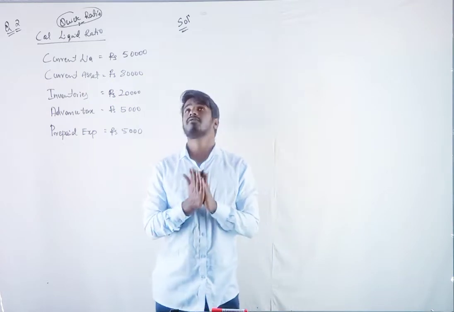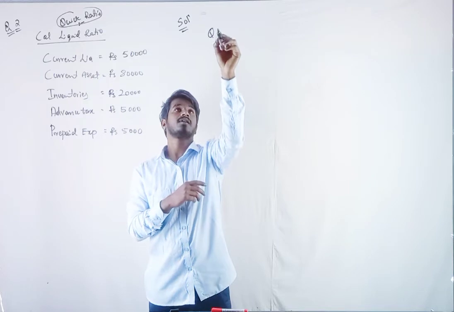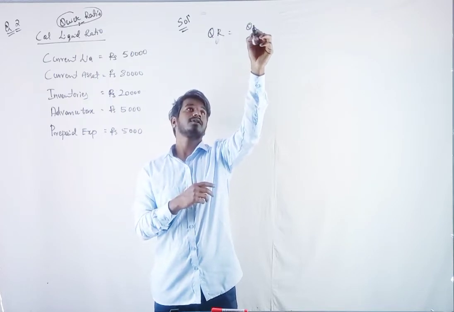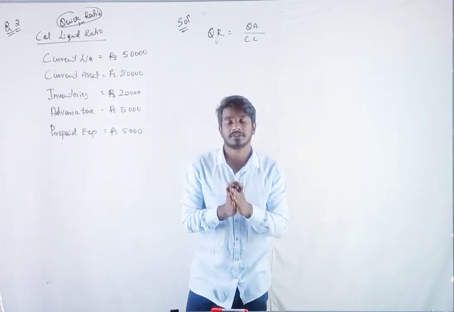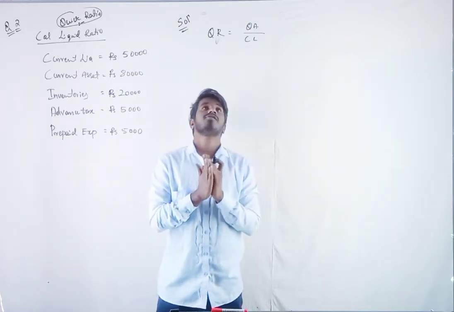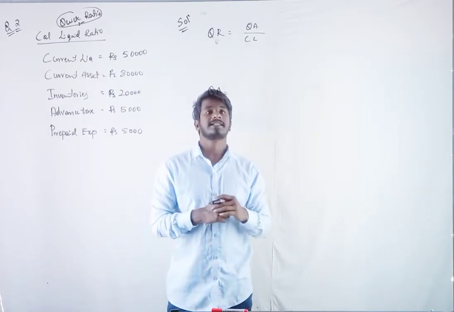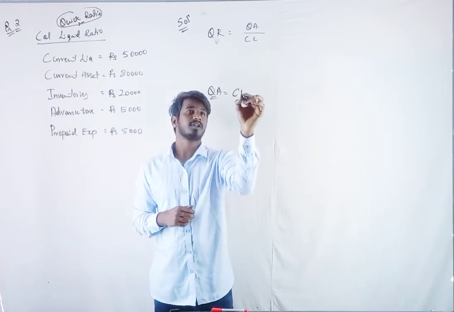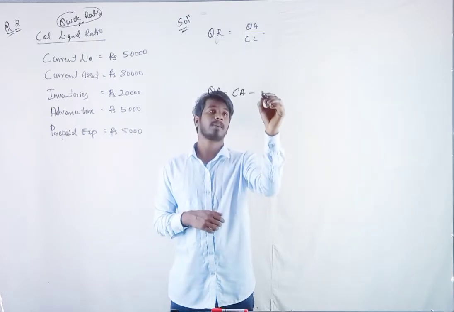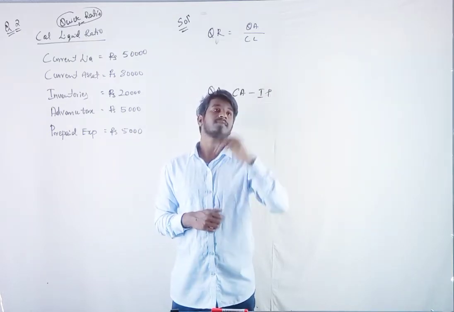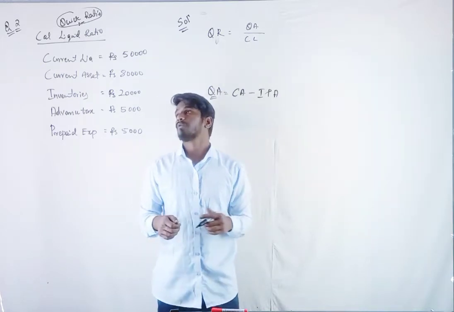We should calculate the liquid ratio or quick ratio. What is the formula? Quick ratio is equal to quick asset divided by current liability. Is that right? Yes, obviously. So, how will we calculate quick asset? Quick asset is equal to current asset minus inventory, prepaid expenses, advance tax.